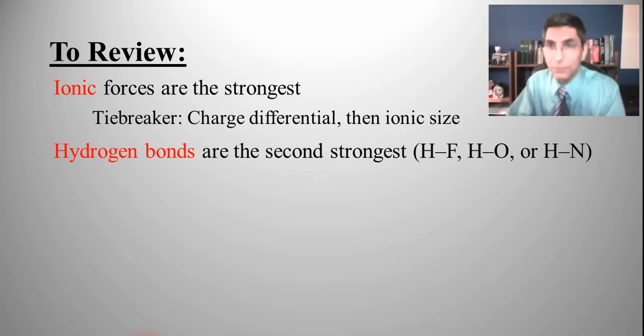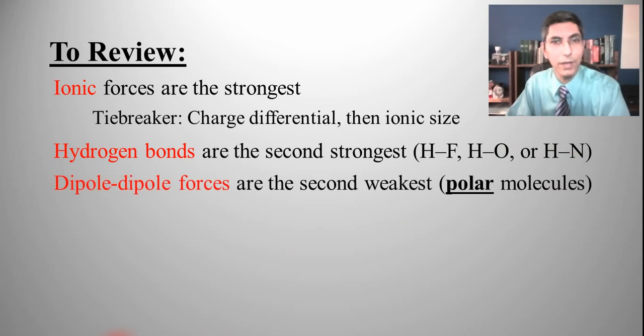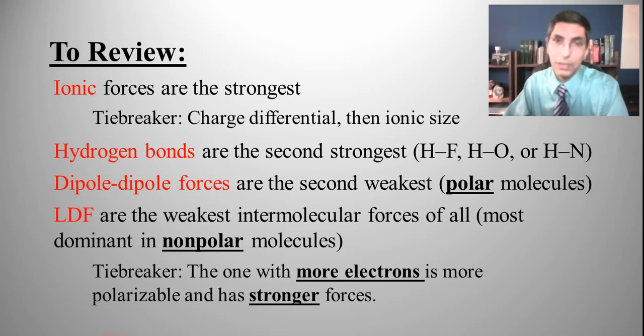Hydrogen bonds are, generally speaking, the second strongest type of force there. You've got to have an HF, an HO, or an HN to have hydrogen bonding. Now, dipole-dipole forces are the second weakest. That's when you have polar molecules. And we know how to determine that from drawing molecular structures. And then, generally speaking, the weakest intermolecular forces of all are London dispersion forces. And these are the ones that are most dominant in nonpolar molecules, although everything has London dispersion forces.